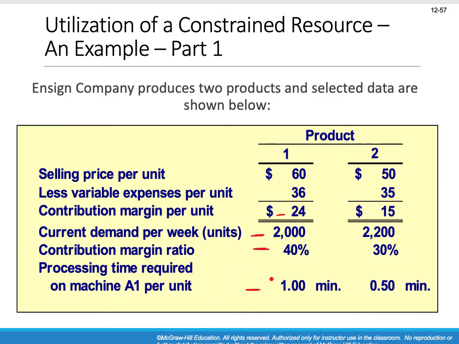Product 1 requires 1 minute to produce. So in 1 minute's time, I can only produce 1 unit of product 1. On the other hand, product 2 takes half a minute to make a unit. So if I only have 1 minute, I can make 2 units of product 2.